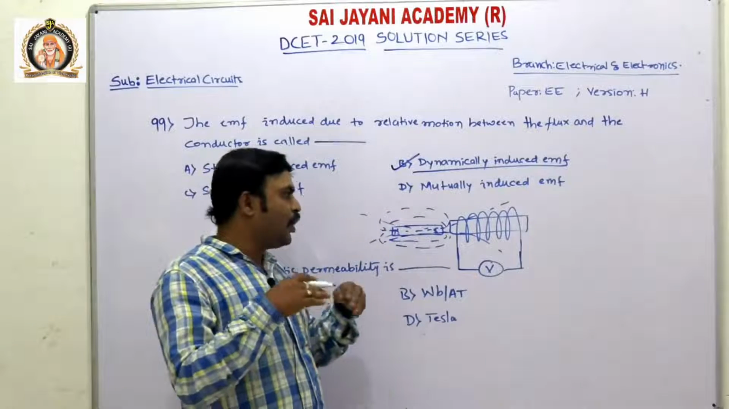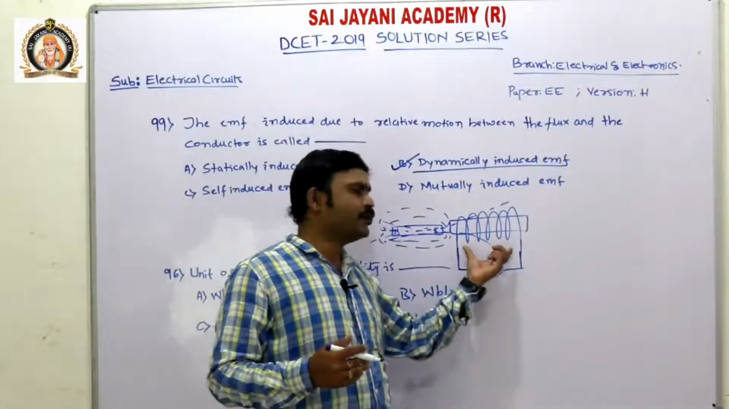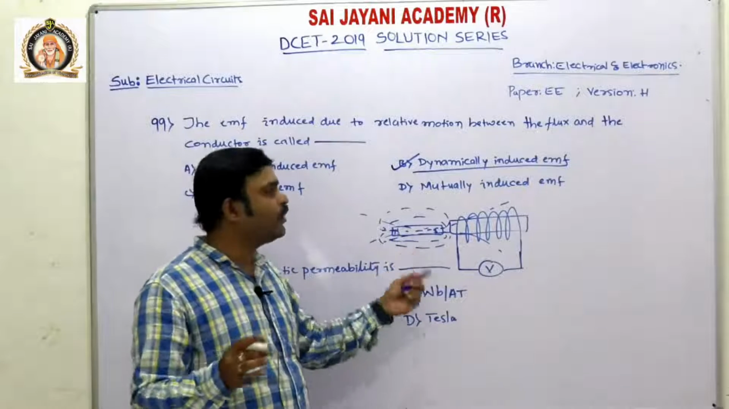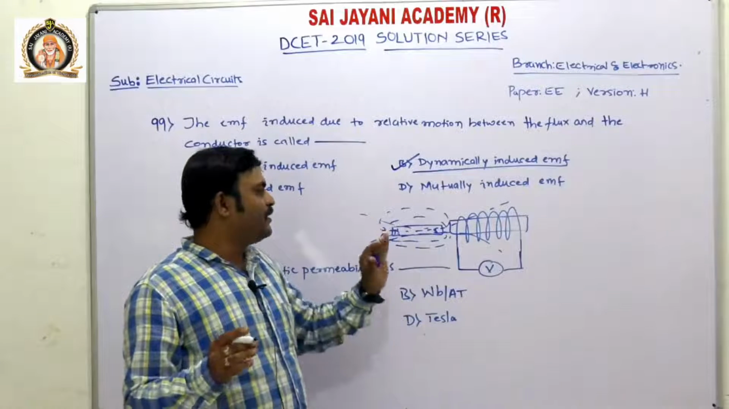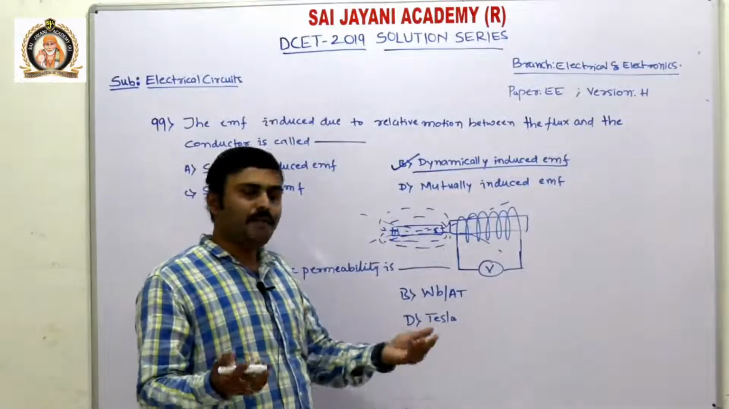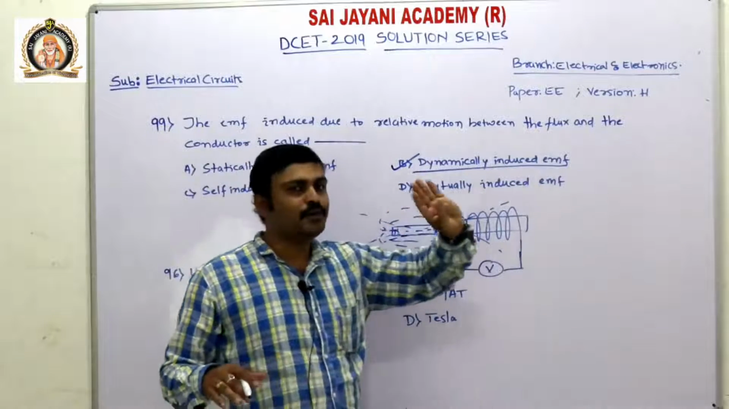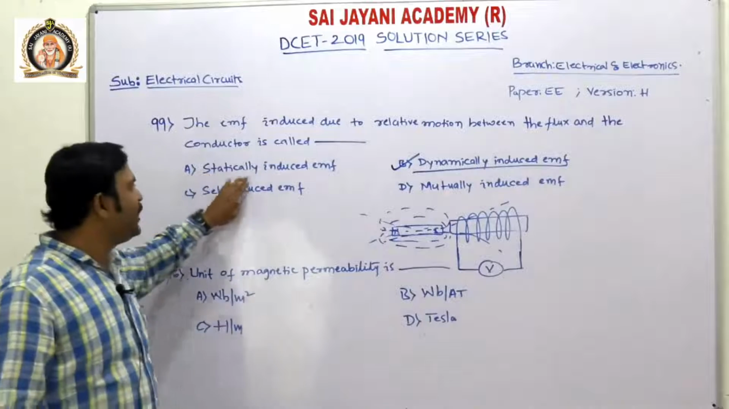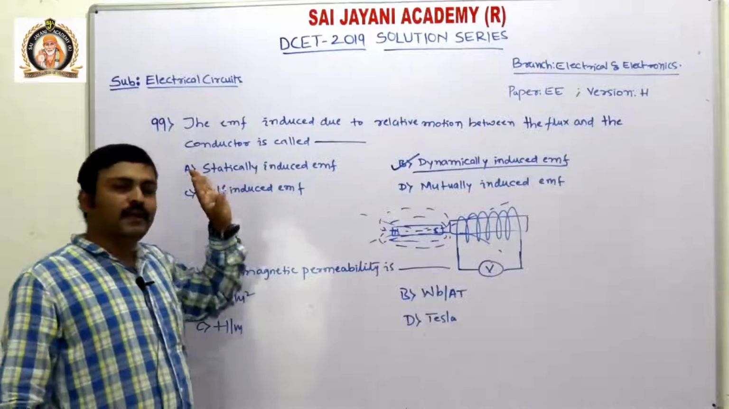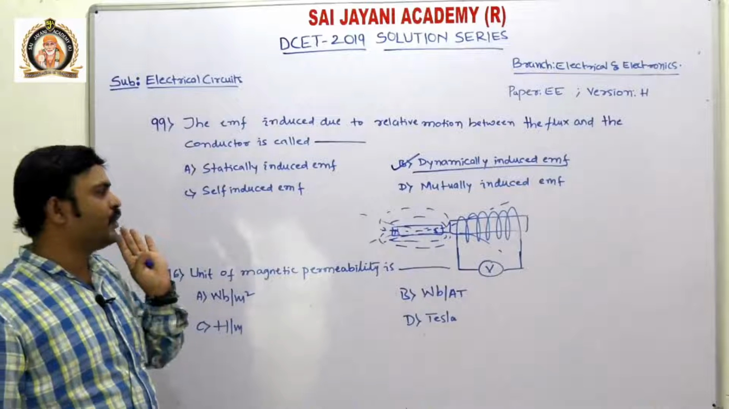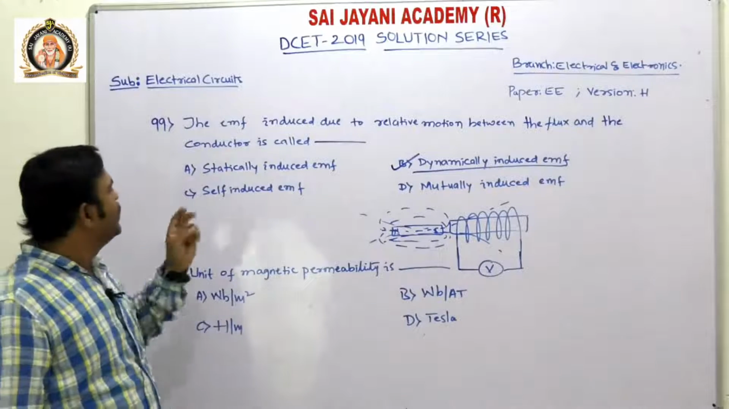So in order to generate EMF in this coil, there should be a relative motion between these two. If there is a relative motion between them and an EMF is induced in the coil, then it is called dynamically induced EMF. Coming to statically induced EMF: the EMF induced in the coil when it is stationary is called statically induced EMF.